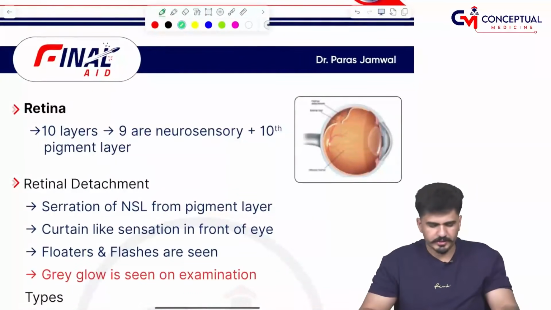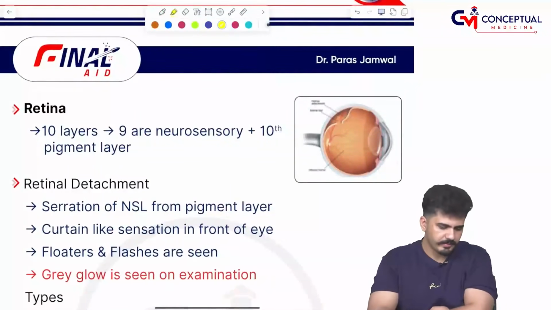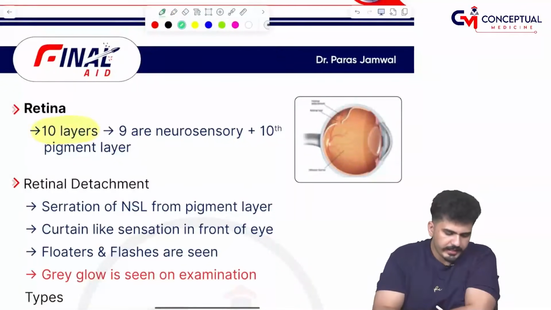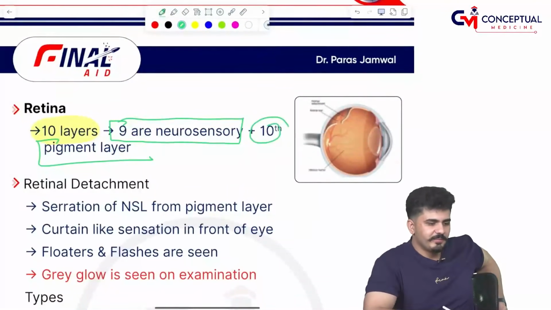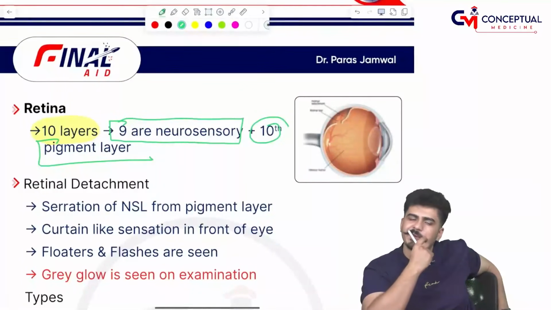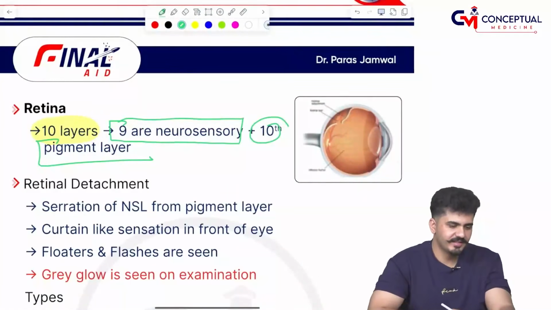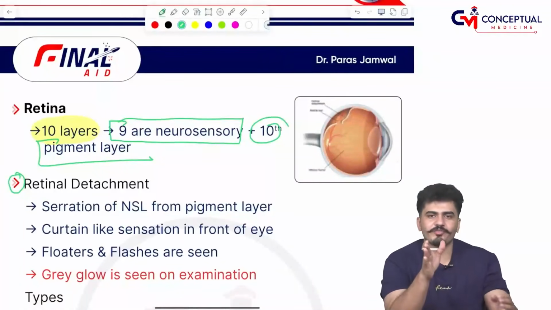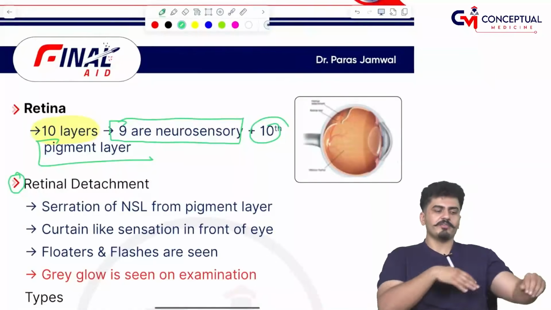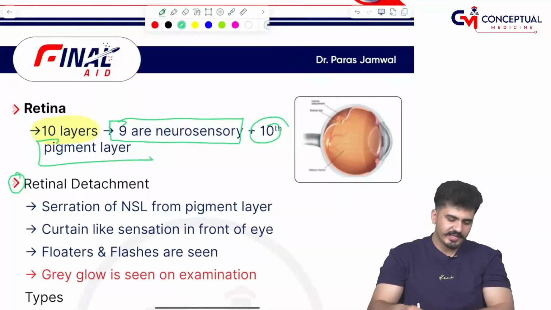Let's talk about the retina, my dear friends. The retina has 10 layers. Nine are neurosensory, and the 10th is the pigmentary layer. Now retinal detachment is the separation of these 9 layers from the 10th layer. That is called retinal detachment.